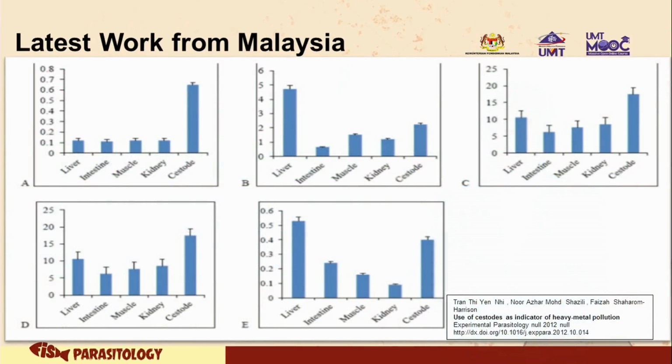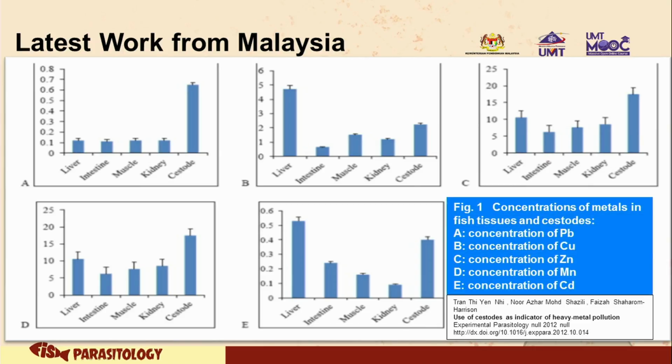The latest work from Malaysia, figure 1 shows the concentrations of metal in fish tissues and cestodes. A, concentration of lead is higher in cestode compared to fish tissue. B, concentration of copper is higher in fish tissues. The concentration of zinc, manganese and cadmium is higher in cestode compared to the fish tissues.